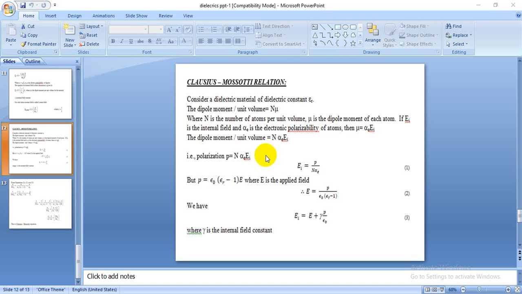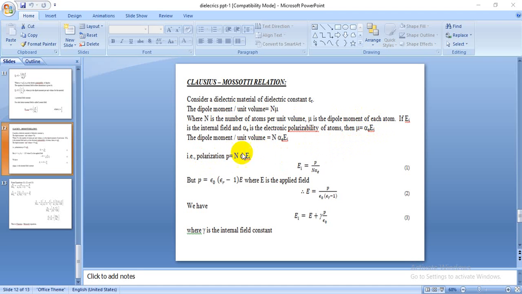Here in the Clausius-Mossotti relation, we are going to consider the polarizability, which means the electronic polarizability. We already know the formula for dipole moment, mu equals q into L. If it is a polarization, we can write the dipole moment per unit volume as mu divided by N, and the electronic polarizability can be written as mu equals alpha E into EA. This is what we have seen in the introductory part.